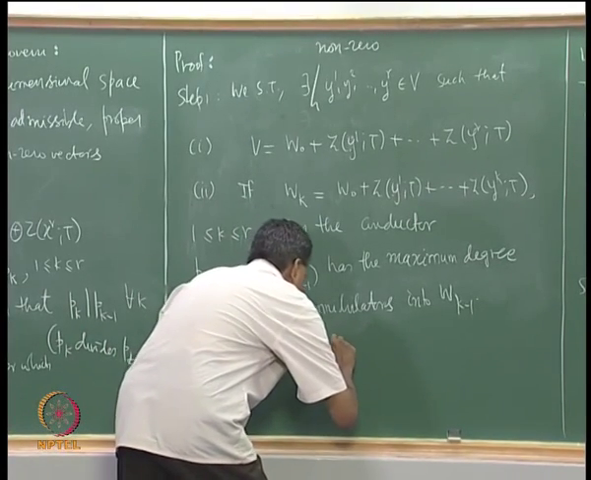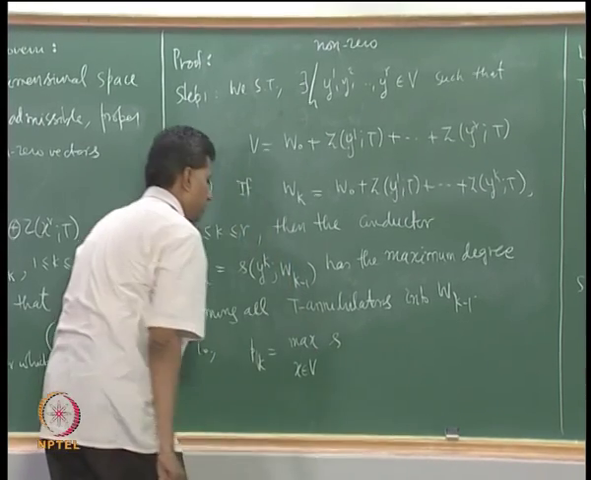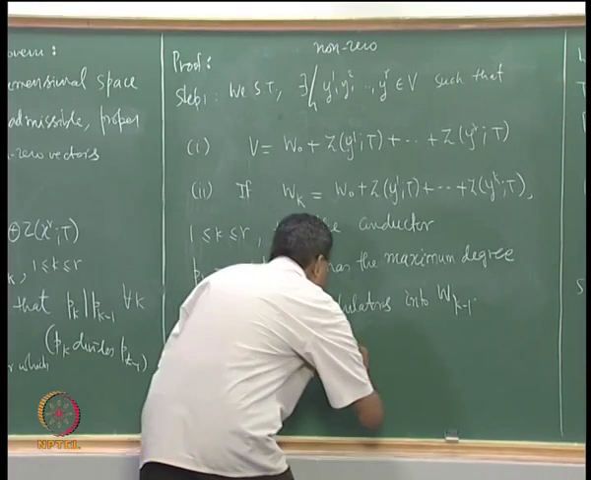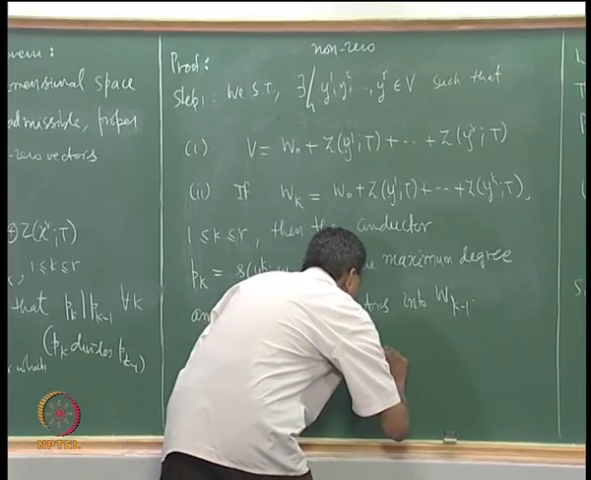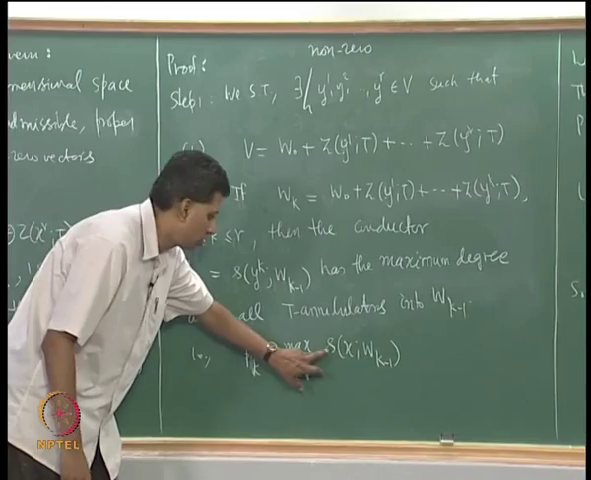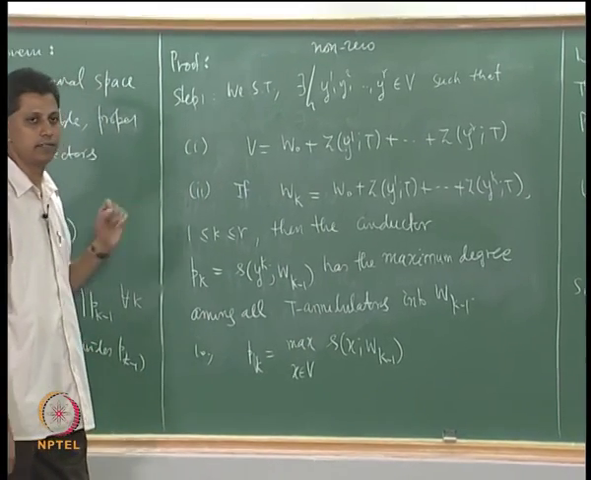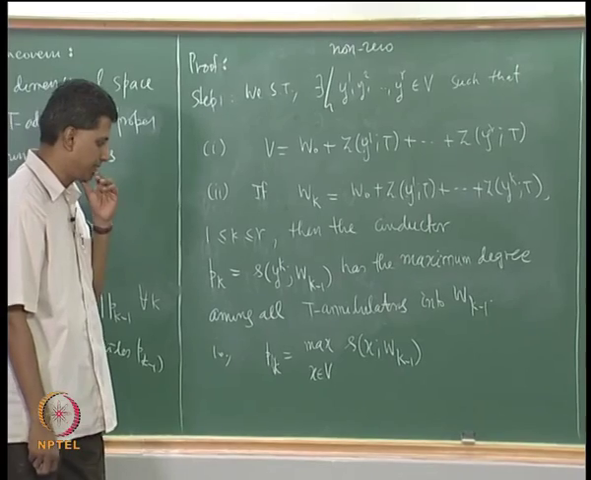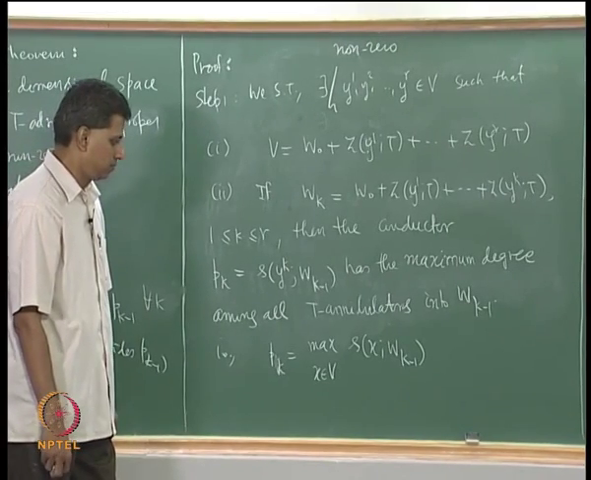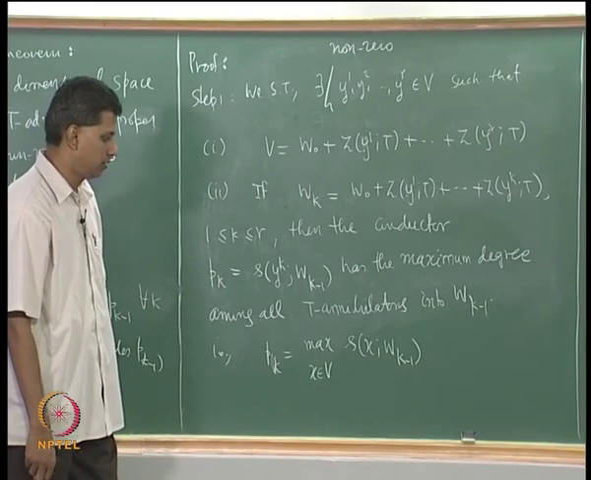PK is the maximum over all x element of V of S of x comma W_{k-1}. I have still not defined what this little s is. I'll do this now, and then prove this first step. Once I define s, the second part should be clear.